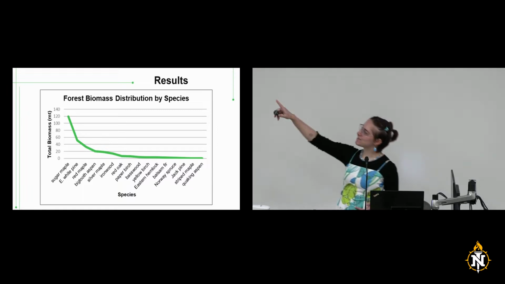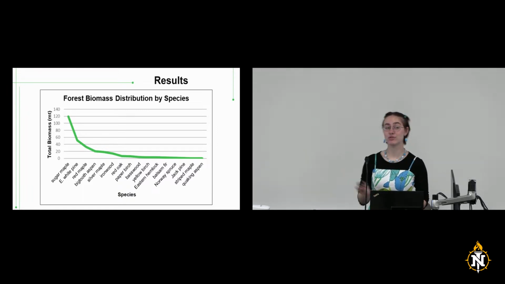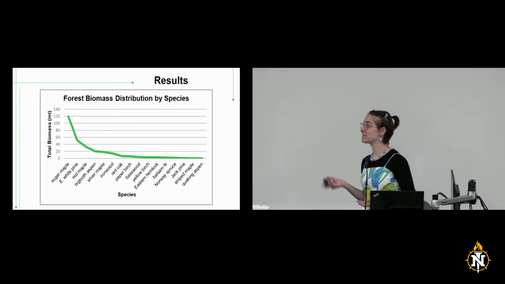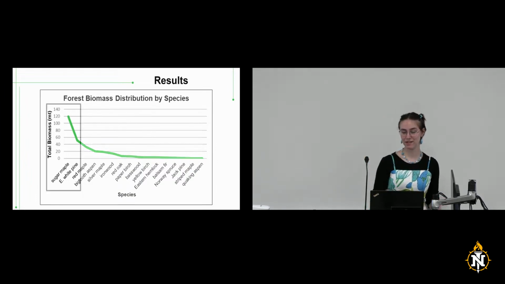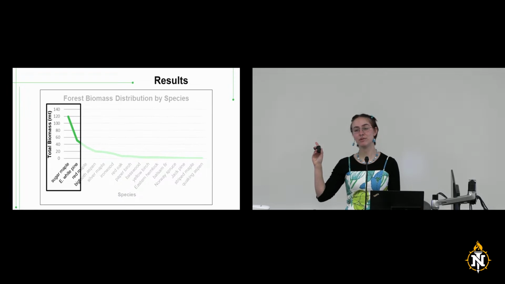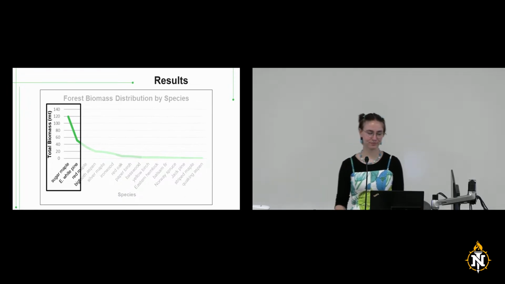So the steep line right at the beginning there indicates that the majority of the biomass in the Dead River Forest is concentrated into 2 species, those two species being the sugar maple and the eastern white pine.